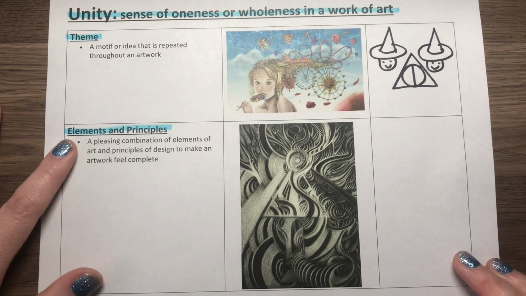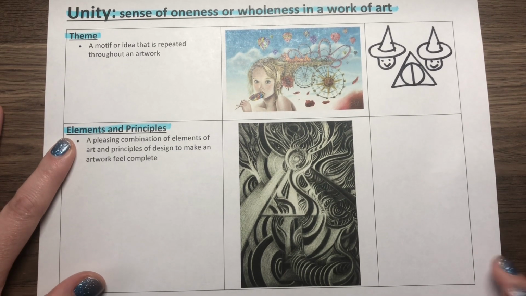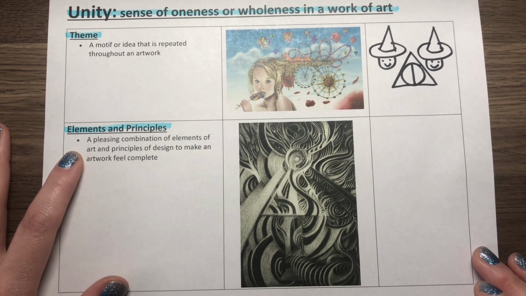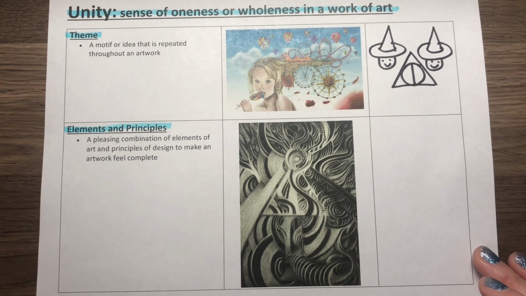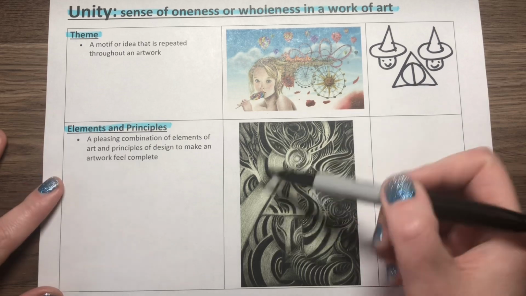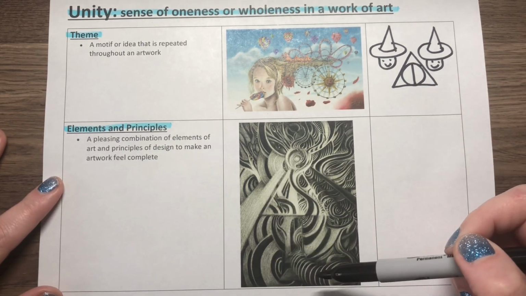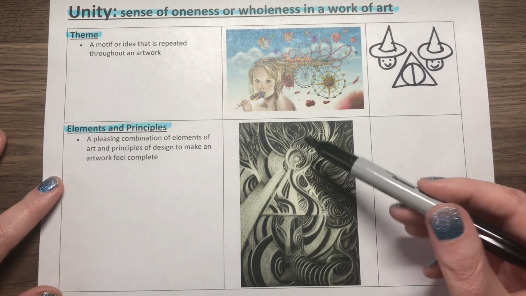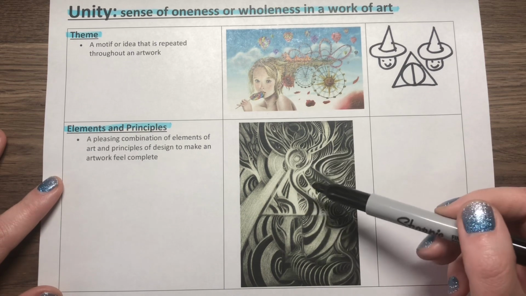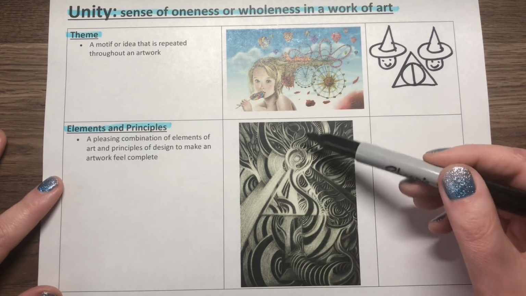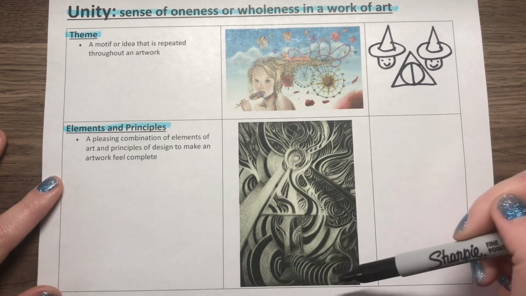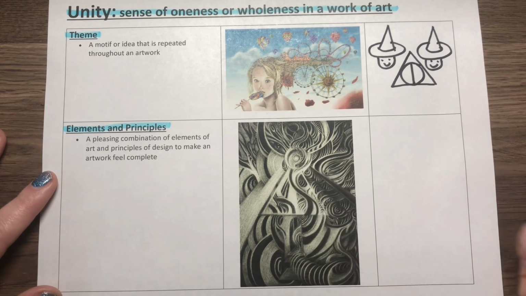All right. Now, the other type of unity that you could show would be elements and principles. So a pleasing combination of elements of art and principles of design to make an artwork feel complete. So you want to pick a few different elements and principles. Like in this artwork right here, they did limit what they were doing, right? They have a very monochromatic look, so they only have black and white, or maybe a yellowish and black, but so it's black and white. It's got lots of value though, right? It's got a lot of changes in value. It's got some really dark values and some really light values.